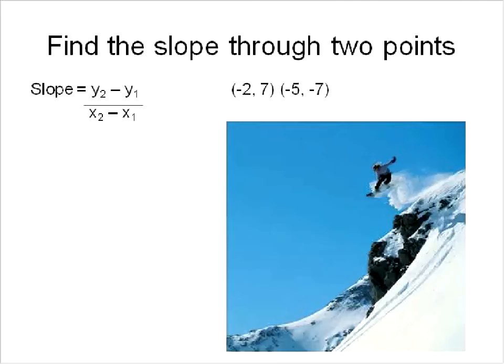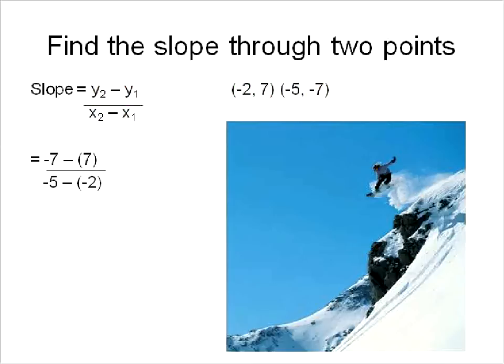I like to color code things a little bit here. So y2 will be the y value in the second point. And y1 will be the y value in the first point. x2 will be the x value in the second point. And x1 will be the x value in the first point. There we go. So we're going to substitute these values right into this equation.